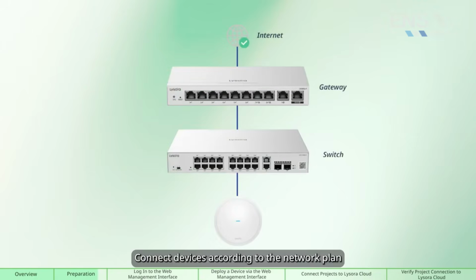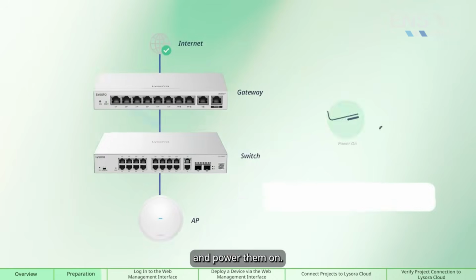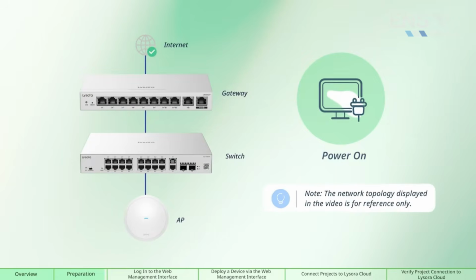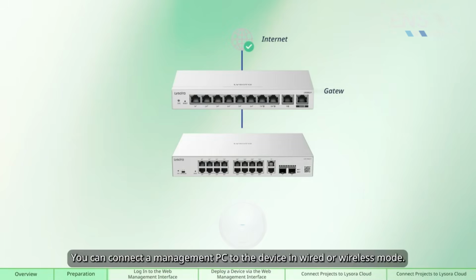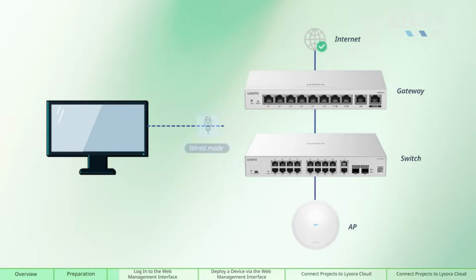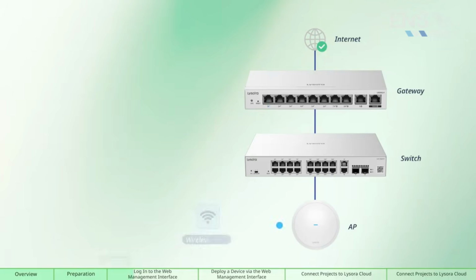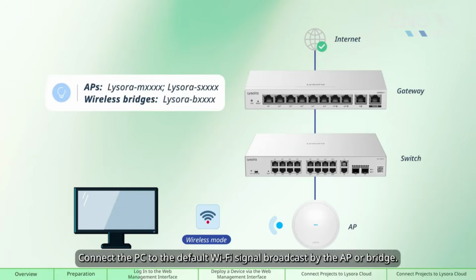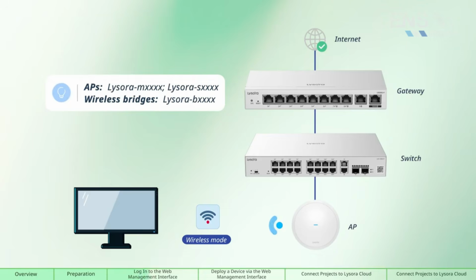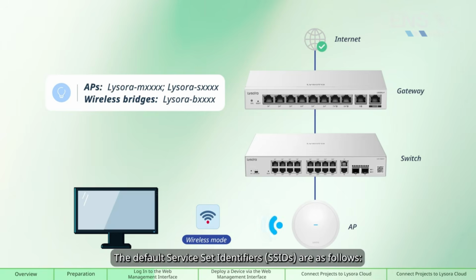Connect devices according to the network plan, and power them on. You can connect a management PC to the device in wired or wireless mode. Wired mode: connect the PC to a LAN port of the device using an Ethernet cable. Wireless mode: connect the PC to the default Wi-Fi signal broadcast by the AP or bridge. The default service set identifiers are as follows.